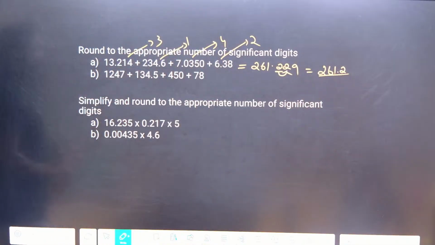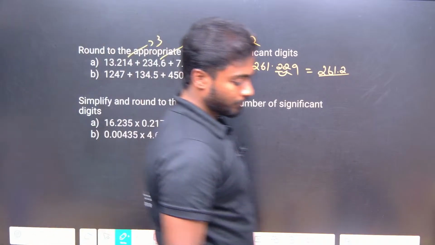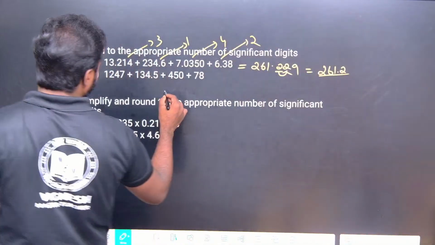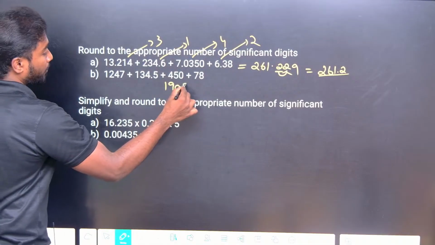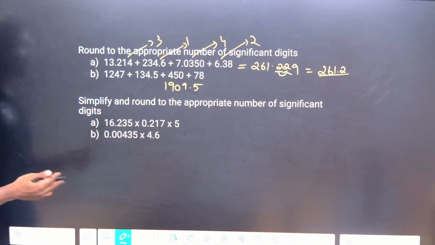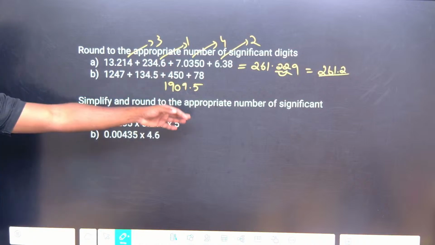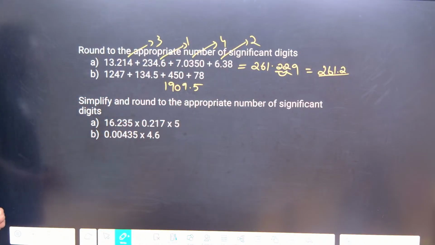What about the next question? 1909.5. Is that correct? 1909.5. So the least decimal is 5. I will keep it as it is. Right now, the least decimal I should take. That's it, no? I will keep it as it is. So what is the answer for these cases?